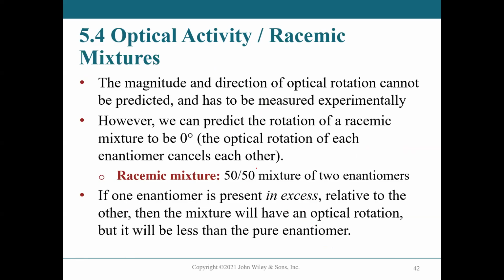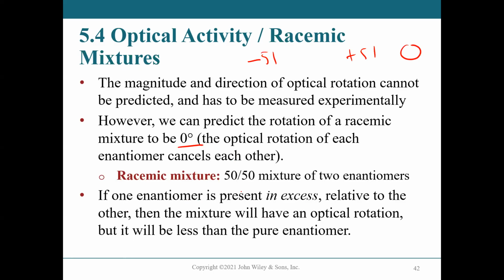A racemic mixture, a 50-50 mixture of two enantiomers, is not going to rotate light. So it says, however, we can predict the rotation for a racemic mixture to be 0 degrees because they're going to cancel out each other. So if we have negative 51 in one enantiomer and we have positive 51, they're going to cancel each other out to 0. That's why we can predict it to be 0 for a racemic mixture.